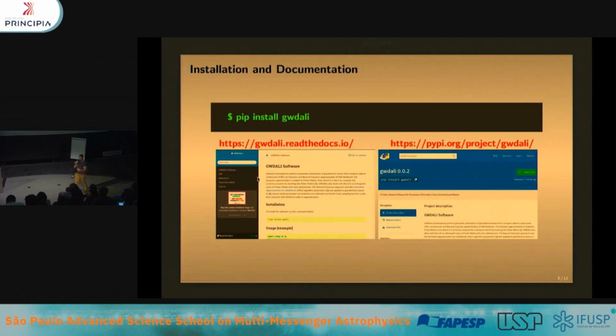It's a simple software which you can install via pip. It is available on PyPI, and the documentation is on Read the Docs, where you can see all of the details about the parameters of the gravitational wave source, the parameters of the detector, and so on. It is very simple to use.